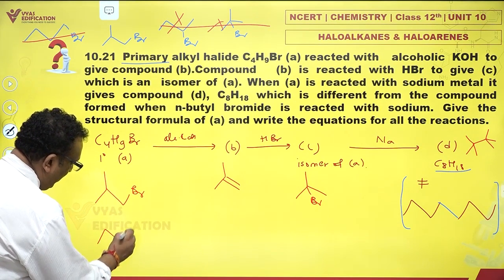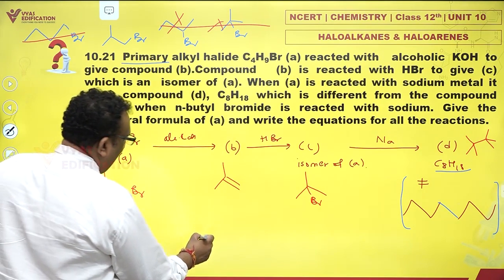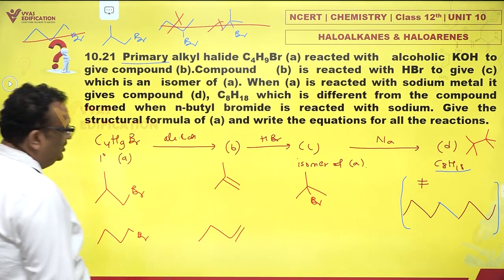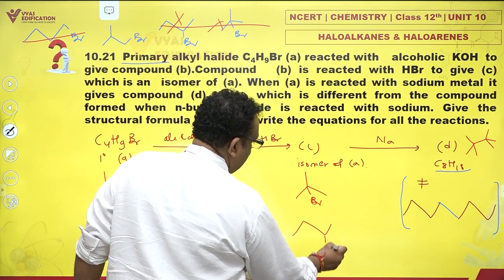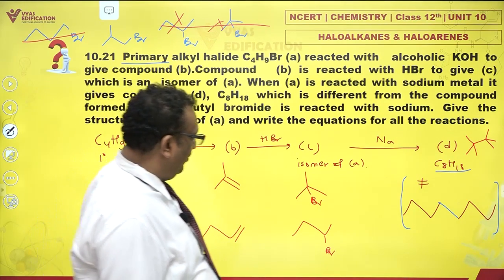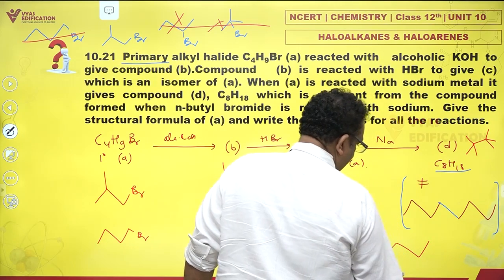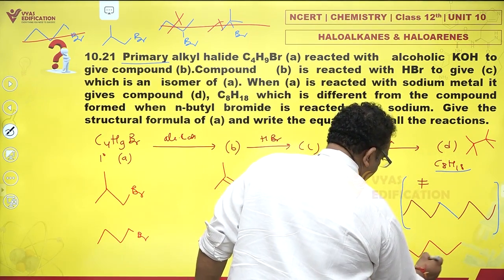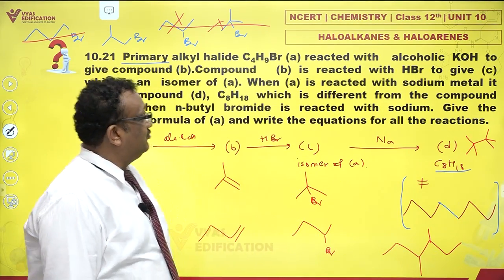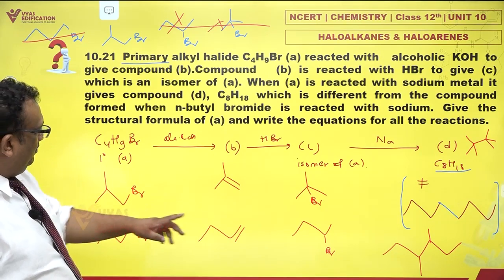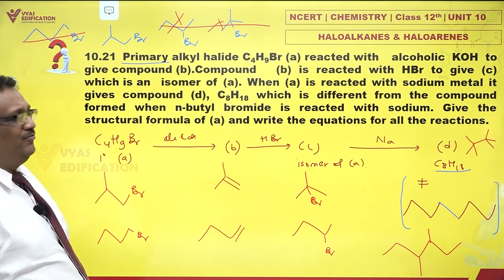Had I had this second primary, 1, 1, 2, 3, 4, had this been n-butyl bromide, with alcoholic KOH I would have obtained this. With HBr, I would have obtained this. And with sodium, I would have obtained something like the 1, 2, 3, 4, 5, 6. Yeah, this would have been the answer. So both of these seem to be in our favor.